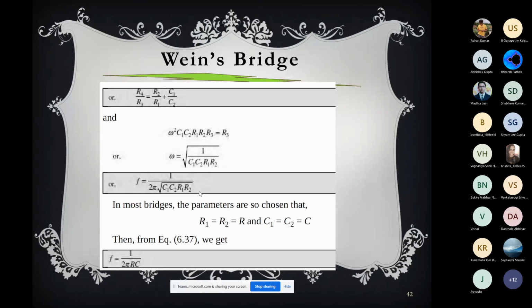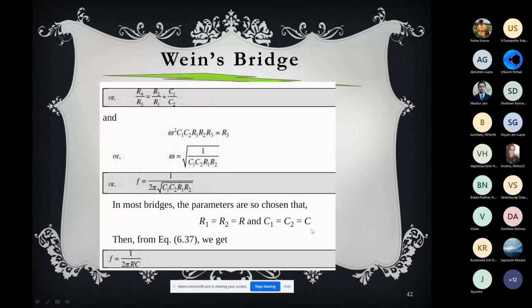Now if you know C1, C2, R1, R2, and in most of these bridges the same resistance is taken for R1 and R2, and the slider moves in the same way. So it is coupled, but it's an identical resistance. So R1 and R2 will equal R, and the circuit elements are arranged in such a way. At balance condition R1 and R2 equal R, and C1 and C2 equal C, and then from the equation we get F equals 1 by 2 pi RC.